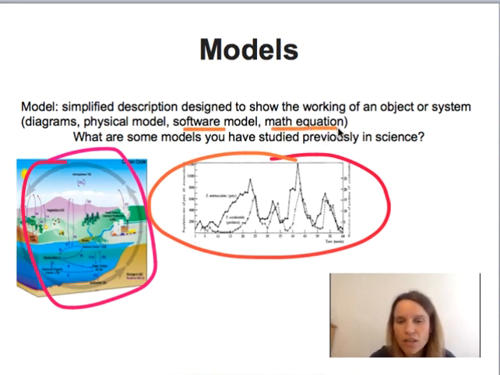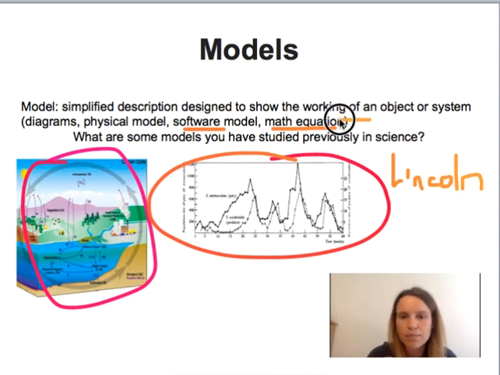We have a lot of math equations in science and specifically in ecology that allow us to predict how a system is going to work. Like a good example is a Lincoln index allows us to predict how many organisms are in a population. We'll go over that in Unit 2. A Lincoln index is a good example of a mathematical equation that can be used as a model.